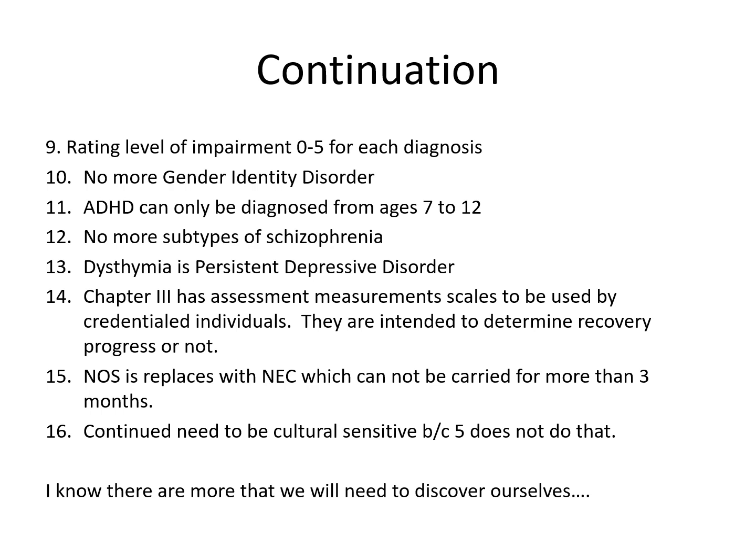Continuation from the last page. So, rating level of impairment is 0 to 5 for each diagnosis. No more gender identity disorder. ADHD can only be diagnosed from ages 7 to 12. No more subtypes of schizophrenia. Dysthymia is persistent depressive disorder.